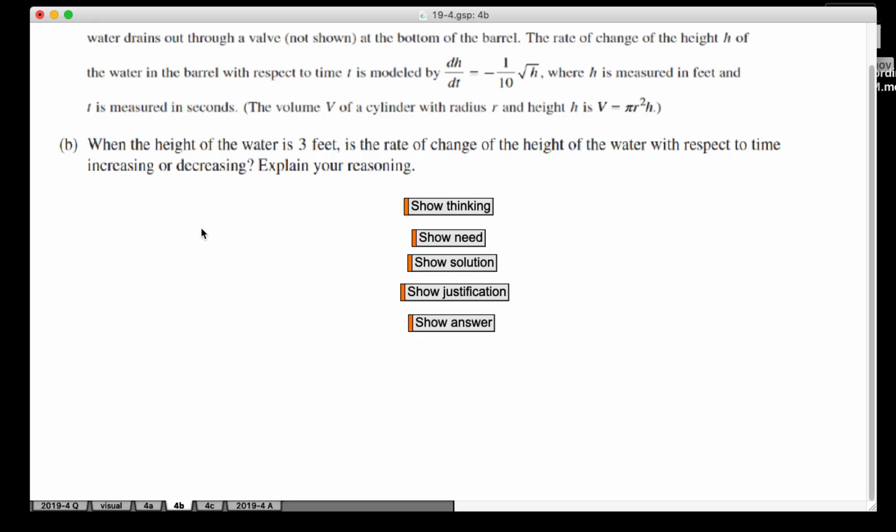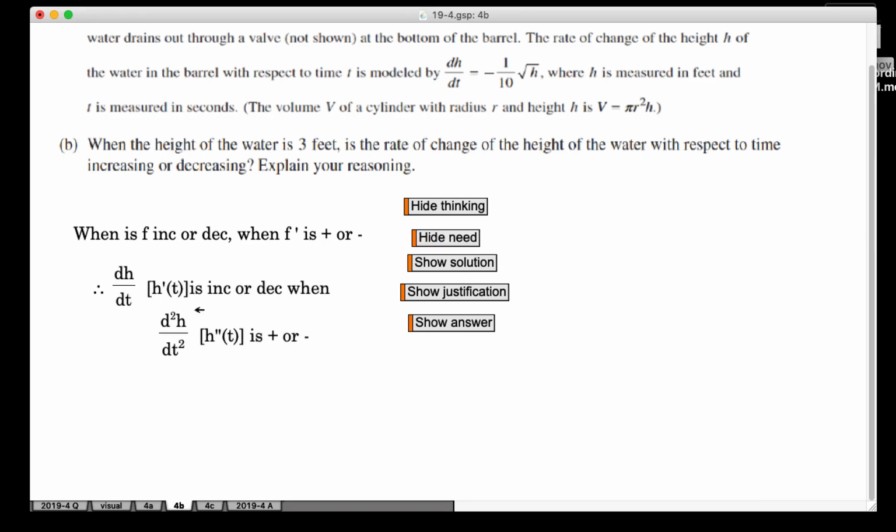So that's very simple, and that's what I think about. So when is f increasing or decreasing? When f prime is positive or negative. So if I'm looking for when the rate of change of the height is increasing or decreasing, that means I need to know the second derivative. In other words, whatever I want to know whether it's increasing or decreasing, I need to know the derivative of it, the slope of it, the rate of change of it.